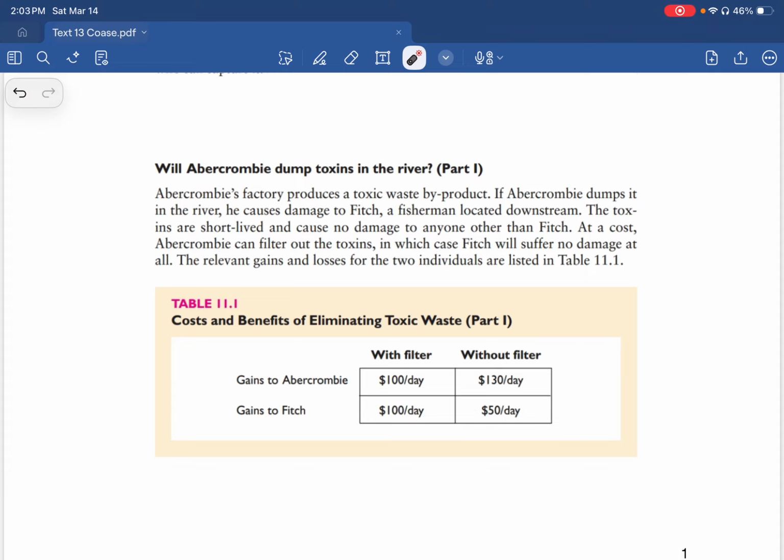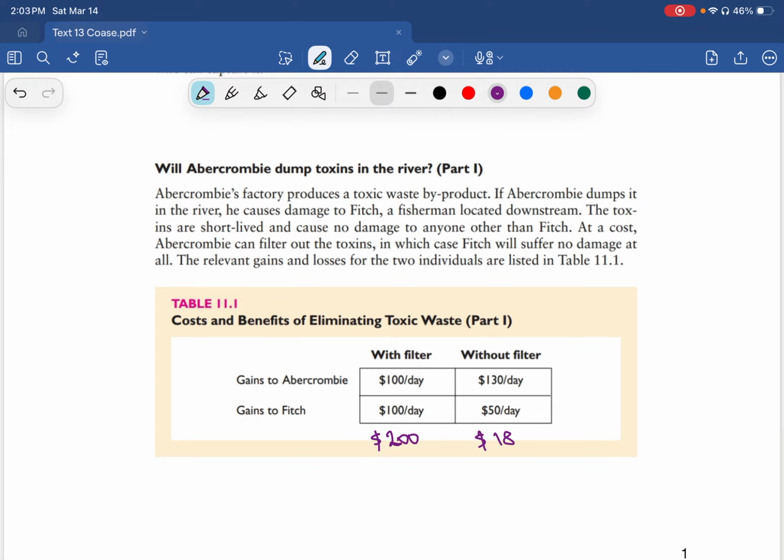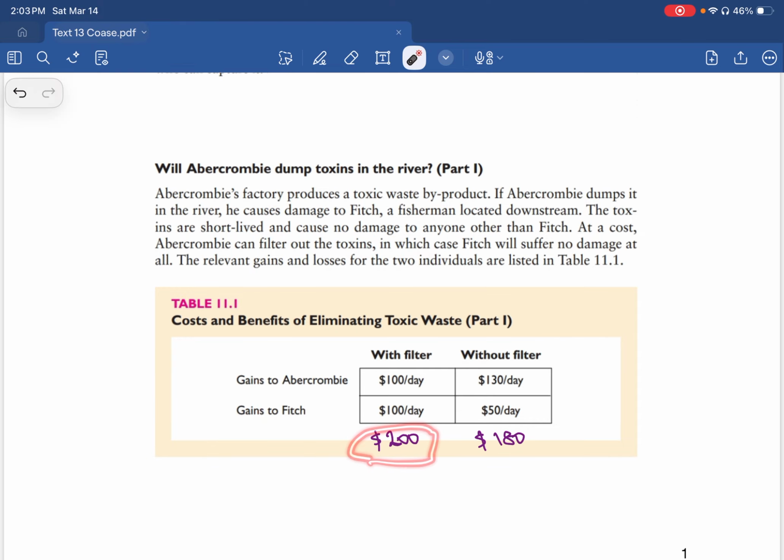Now let's look at which outcome is more efficient. Is it using a filter or not using a filter? To figure out efficiency, in this case, all we need to do is add those numbers for both people. So when a filter is being used, they both gain 100, so the total adds up to 200. If no filter is being used, then they end up getting 180 between the two of them. So clearly, using a filter is the efficient outcome.